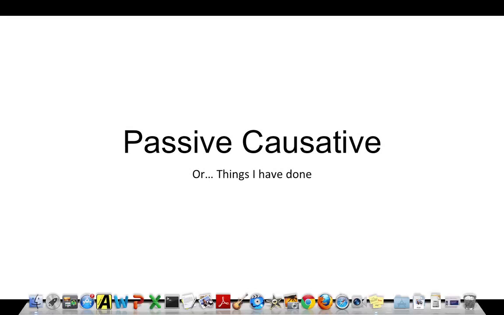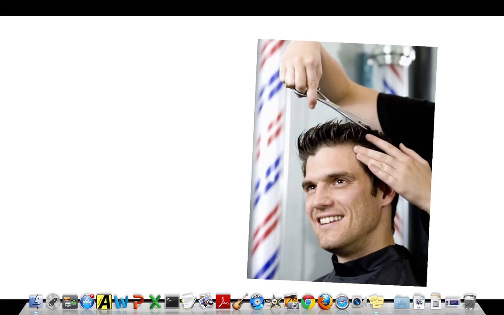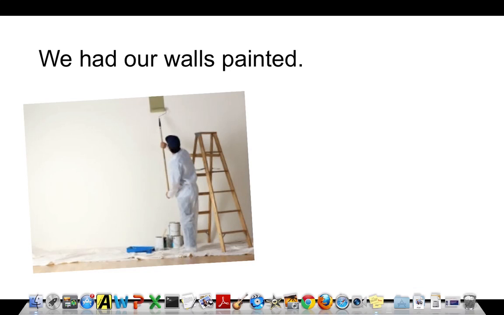Hello there. Today we are going to talk about the passive causative, or things I have done. Let's take a look. Here is an example situation when you would use the passive causative. For example, I had my hair cut. Another example might be we had our walls painted.